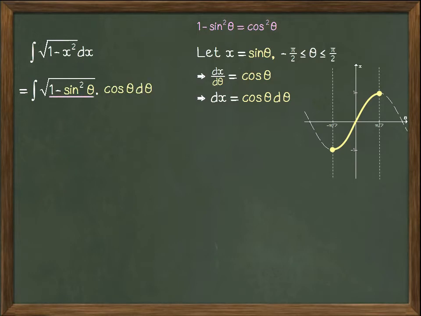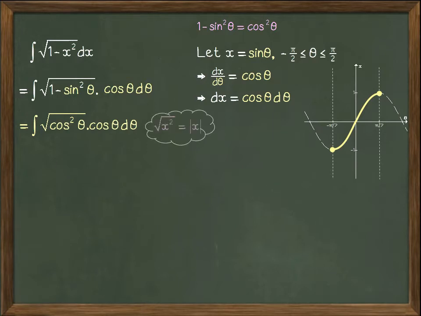As 1 minus sine squared theta is equal to cosine squared theta, my function will simplify to the integral of the square root of cosine squared theta times cosine theta d theta. Now we need to remember that the square root of x squared is equal to the absolute value of x. So the square root of cosine squared theta is equal to the absolute value of cosine theta.